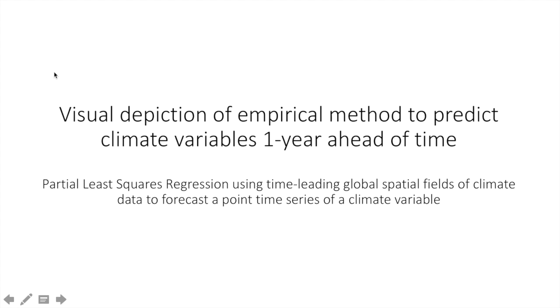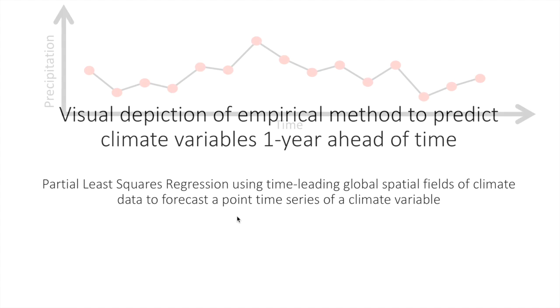So this is a visual depiction of an empirical method to predict climate variables a year ahead of time. More technically, what we're doing is we're using partial least squares regression to use time-leading spatial fields of climate data as our predictors to forecast a point time series of a climate variable as our predictand.